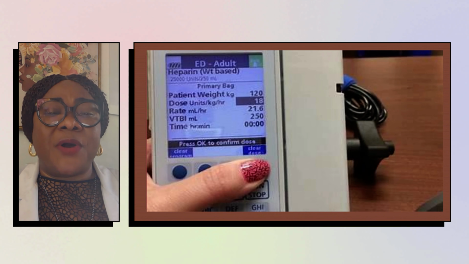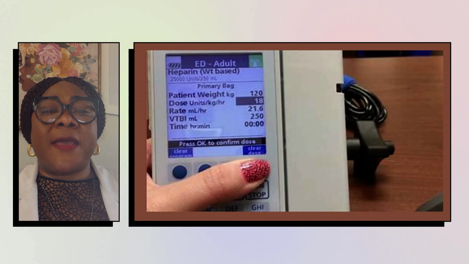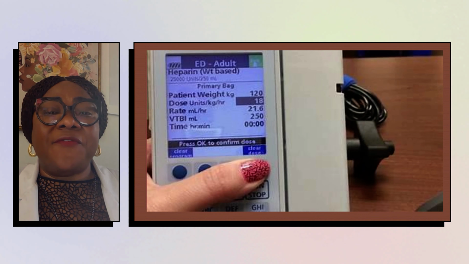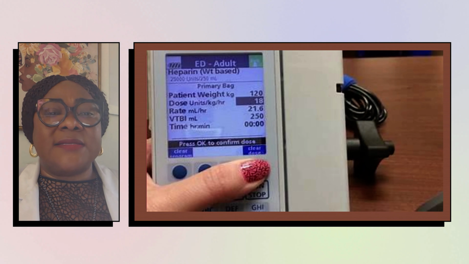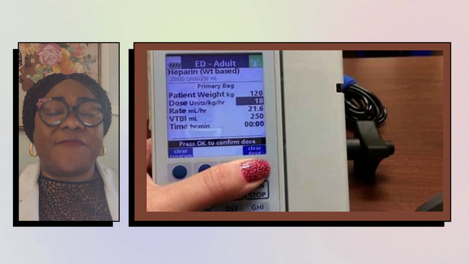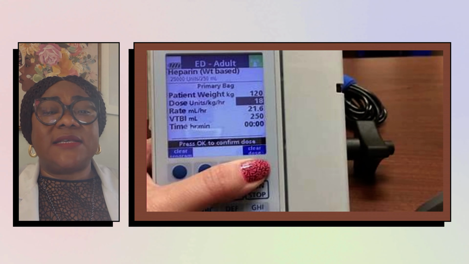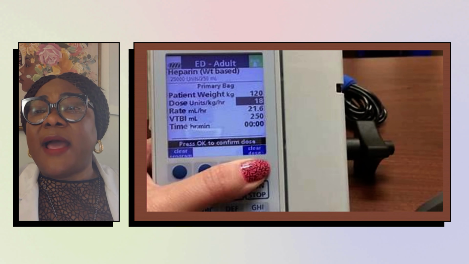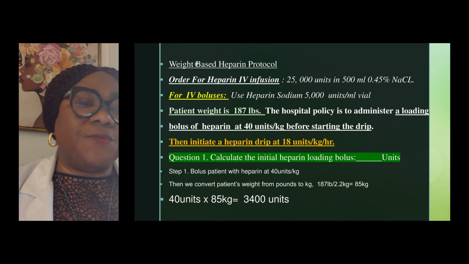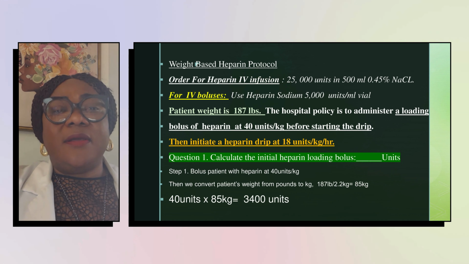Please make sure you use an infusion pump. That's why I have this pump here for you to know that different hospitals have different kinds of pumps, but you have to use the one available in your facility. And another important thing is that with heparin, you must have another RN to co-sign with you anytime you're giving heparin.